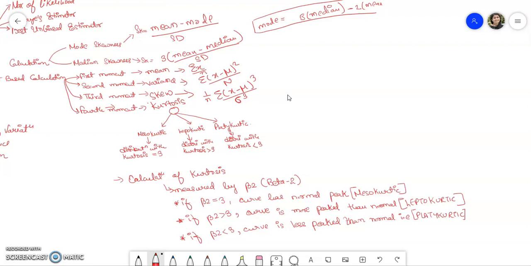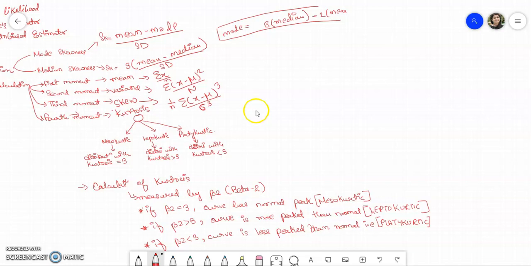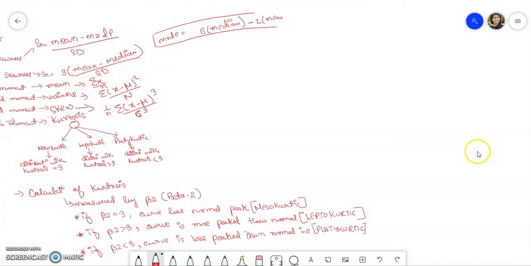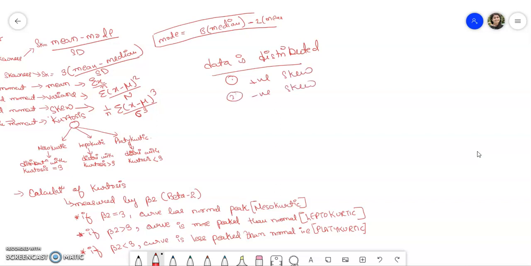Okay. So skewness tells us where your data is distributed in a feature space. There are basically three types: positive skew, negative skew, and no skew.